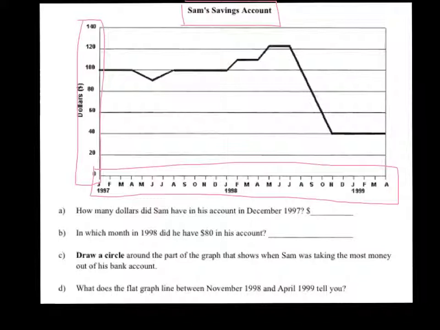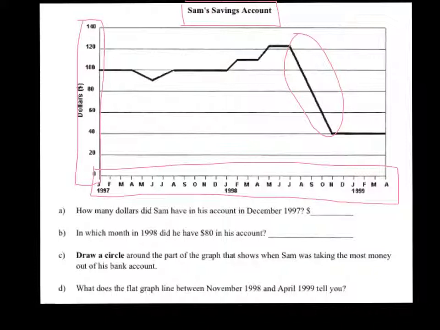Draw a circle around the part of the graph that shows when Sam was taking the most money out of his bank account. Now this is where we've got to identify a trend. So if you look at the broad trend of this, it isn't saving much. Took a little bit of money, put a little bit back in, didn't take any money out, then saved a bit more, then saved a bit more, took out, and then you'll see it starts dropping here, which indicates that he is withdrawing a lot, and that's flatlining. So this piece here is the piece that I'll draw the circle around, because that's when he's taking most of the money out of his bank account.